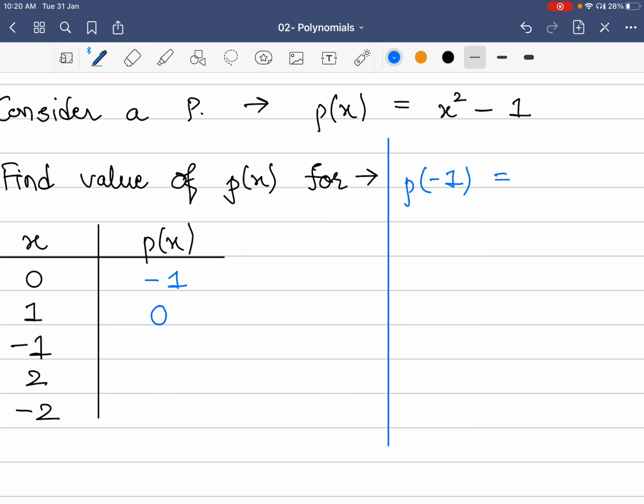So wherever there is x, we substitute minus 1. So minus 1 the whole square minus 1. That is equal to, what is minus 1 the whole square? That is equal to 1 minus 1. That is again equal to 0. So this has again come out to be 0.